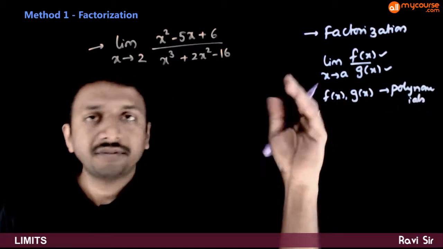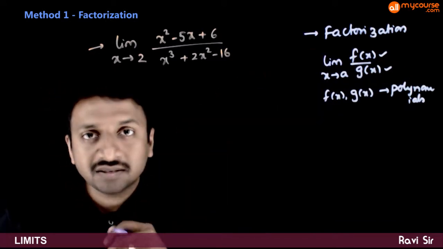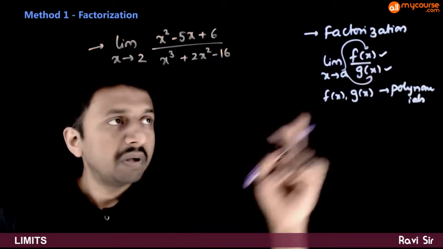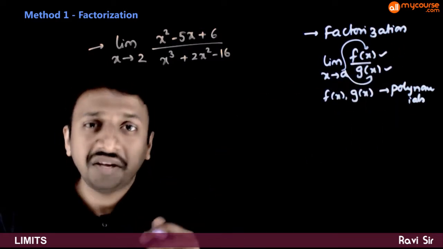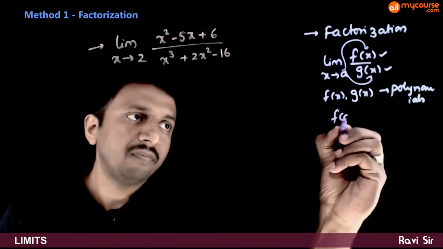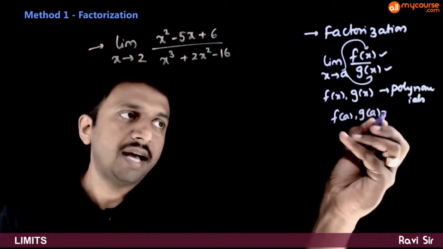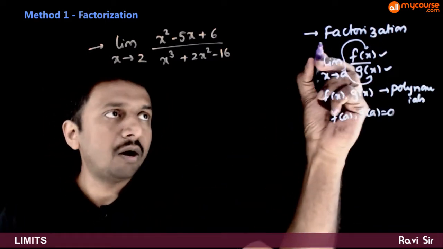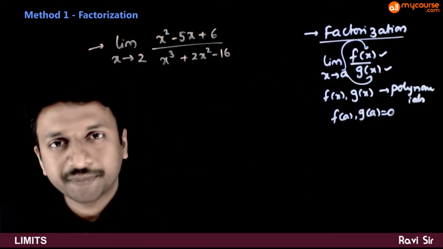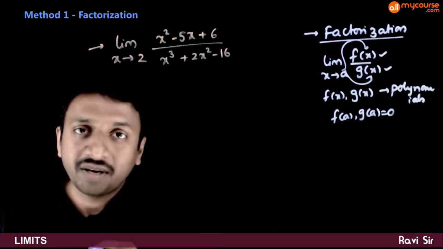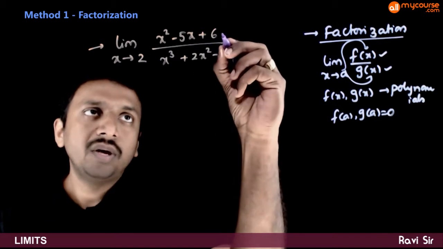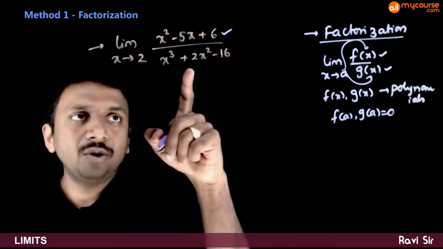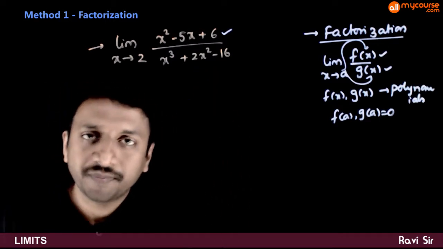So if you have some limit which looks like this, and on direct substitution both f of a and g of a are equal to 0, then we use this method of factorization. So let us take an example. Limit x tends to 2 of x square minus 5x plus 6 by x cube plus 2x square minus 16.